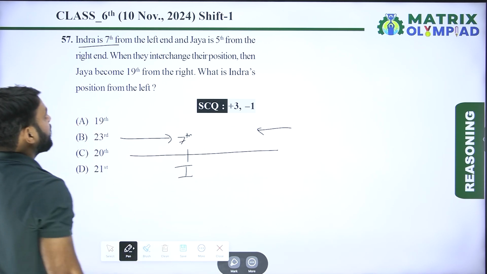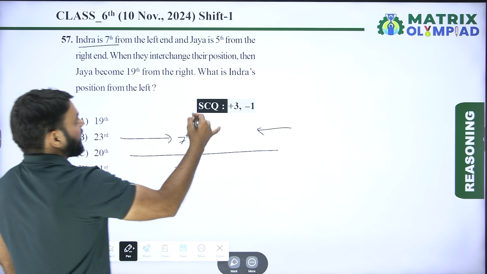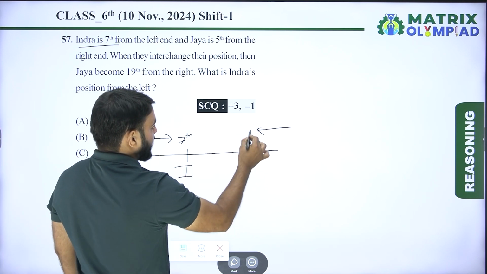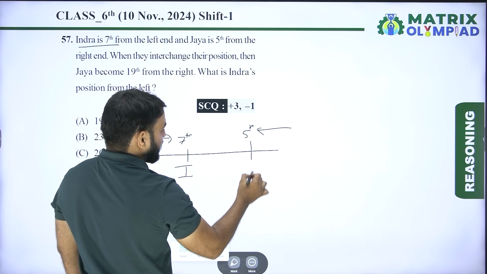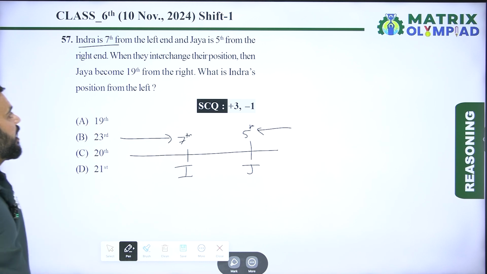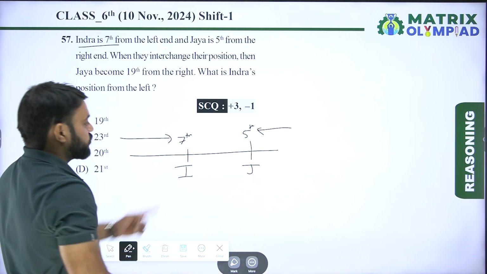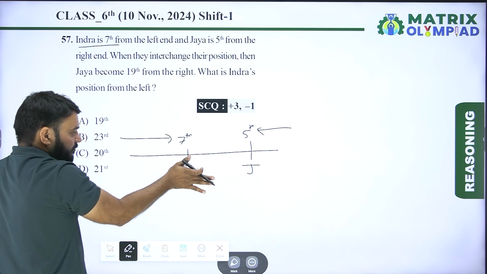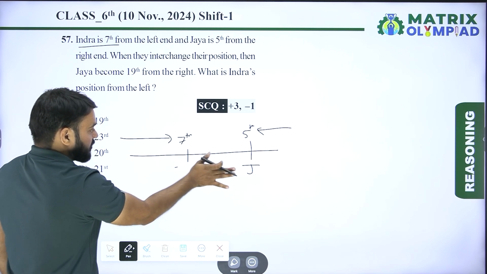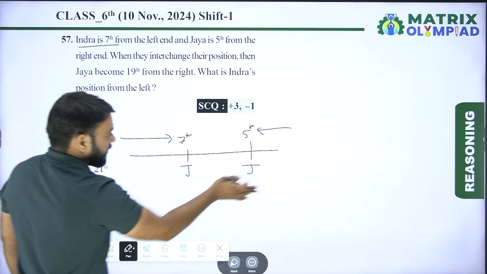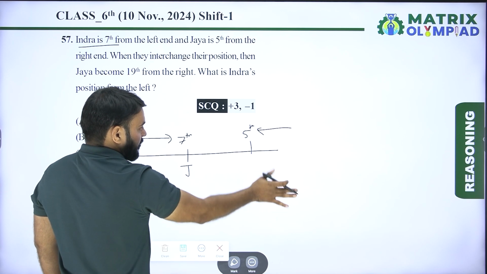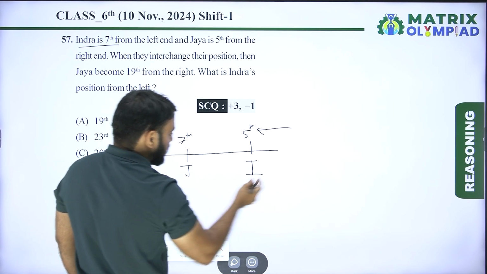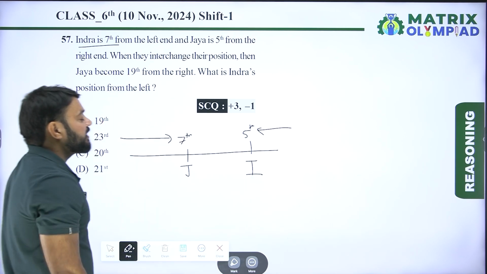So now here is Indra, and the position of Jaya is 5th from the right end. Now here is Jaya. If they interchange their position, so now here is Jaya and here is Indra. When they interchange their position, then here is Jaya and here is Indra.